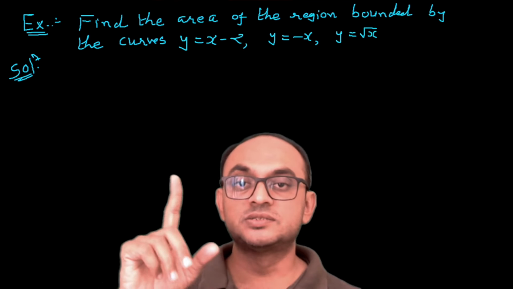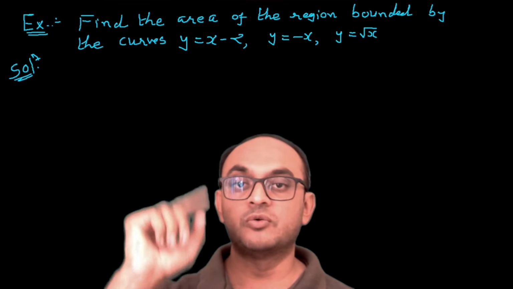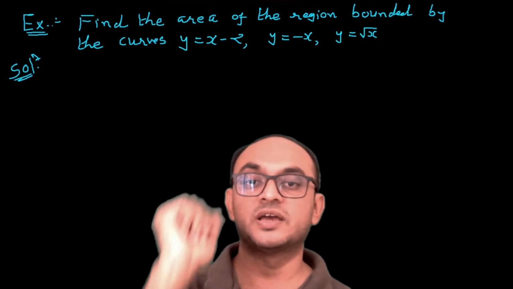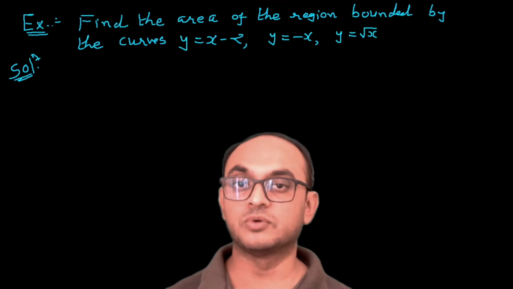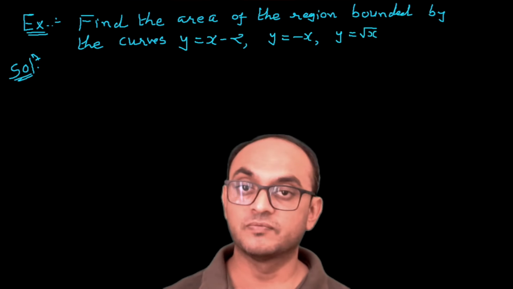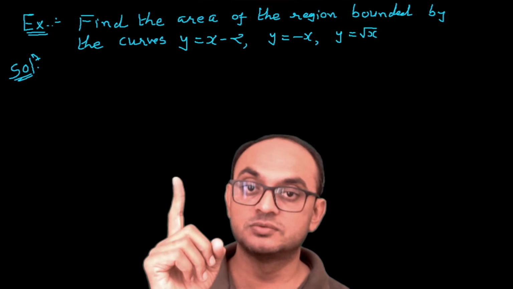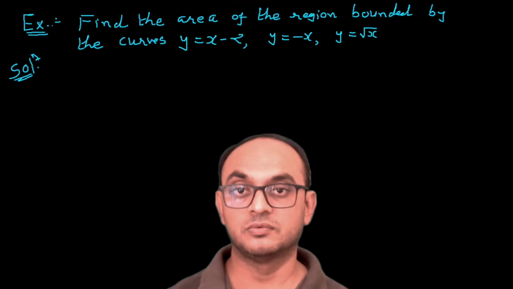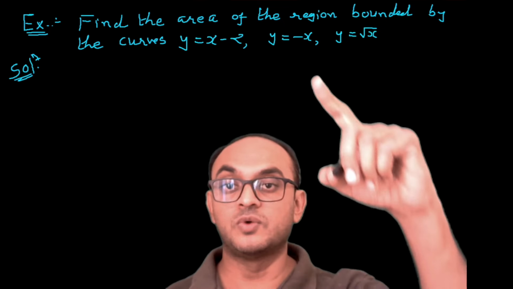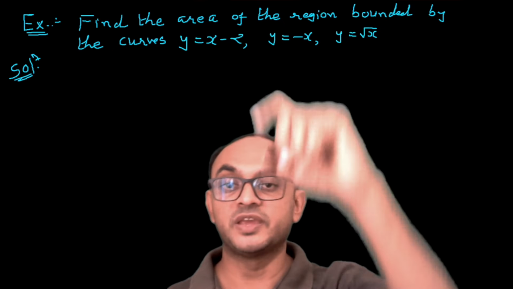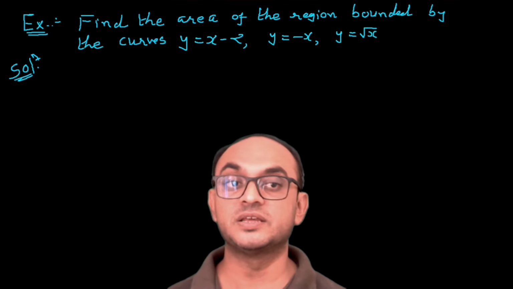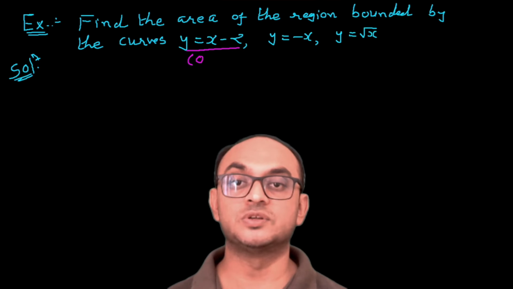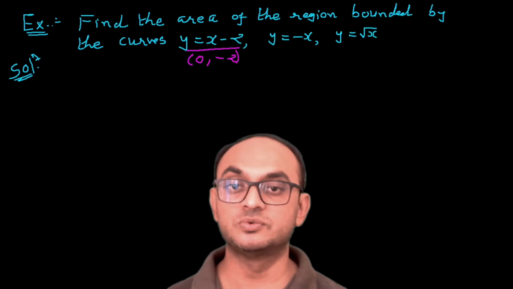The exercise is find the area of the region bounded by the curves y equal to x minus 2, y equal to minus x, and y is equal to under root x. What is the first task? Identify the curves, draw the curves, find out the region. So the first curve, y equal to x minus 2, is a line. Which line is it? When x is equal to 0, y is equal to minus 2.